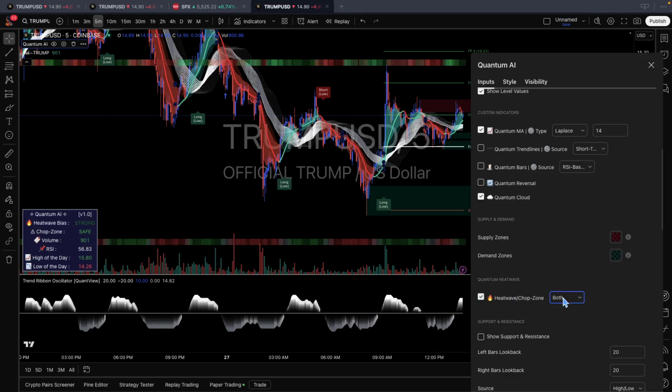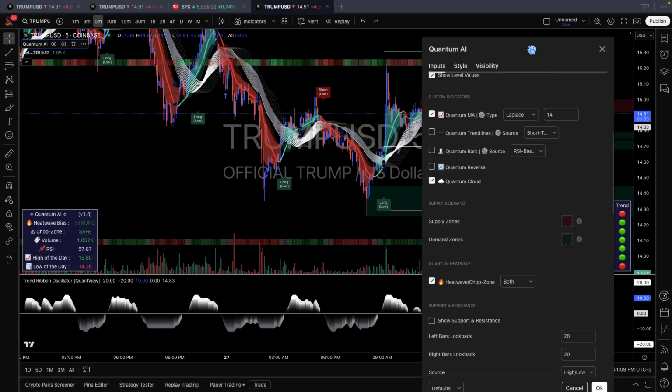So you can choose to have them both on. Like if I just wanted the heat map on, then that's the top one. If I just wanted the chop zone, okay, well then that's going to be the bottom one. Why not just use both? There you go. Or you don't have to use it.